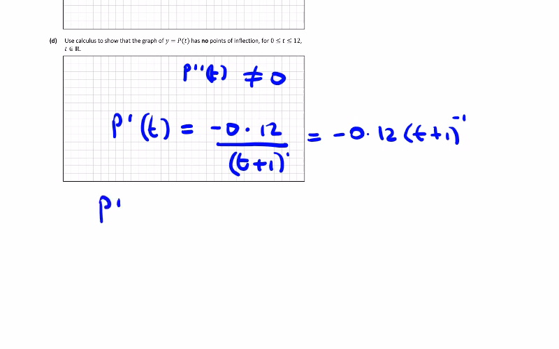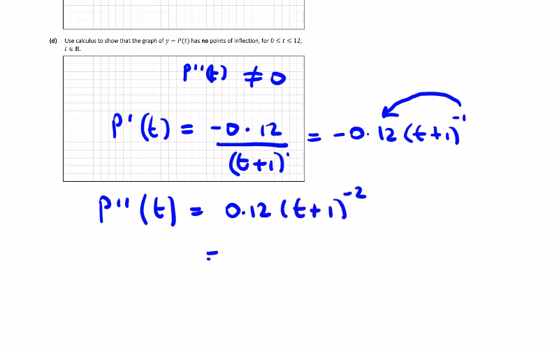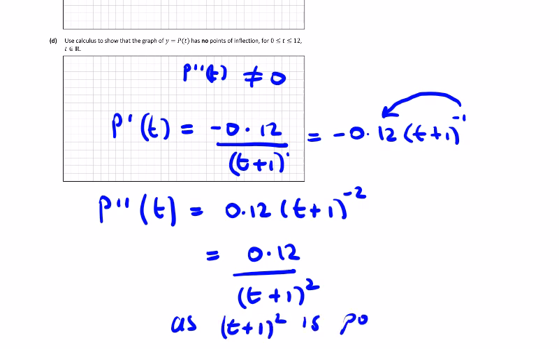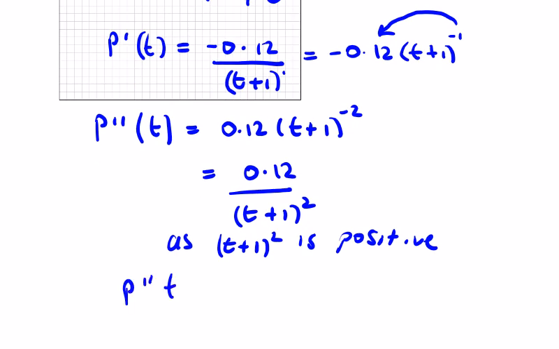So if we get the derivative of this, p double prime t, we're going to get minus 1 by 0.12, minus by minus, and we're going to get times t plus 1 to the minus 2, which is equal to 0.12 over t plus 1 squared. So as t plus 1 squared is positive, therefore p double prime t cannot be equal to 0. Therefore, no inflection points.